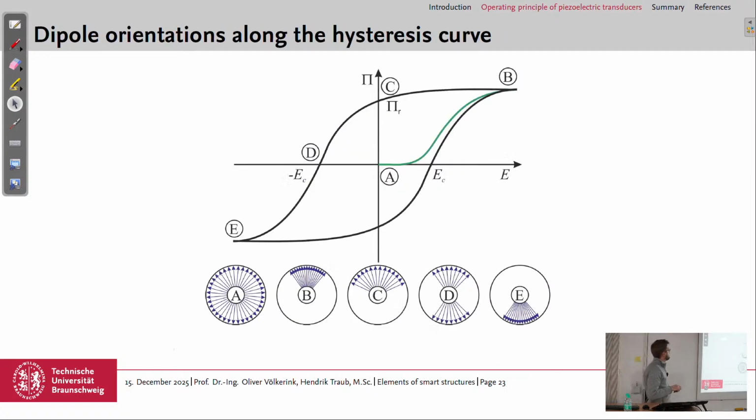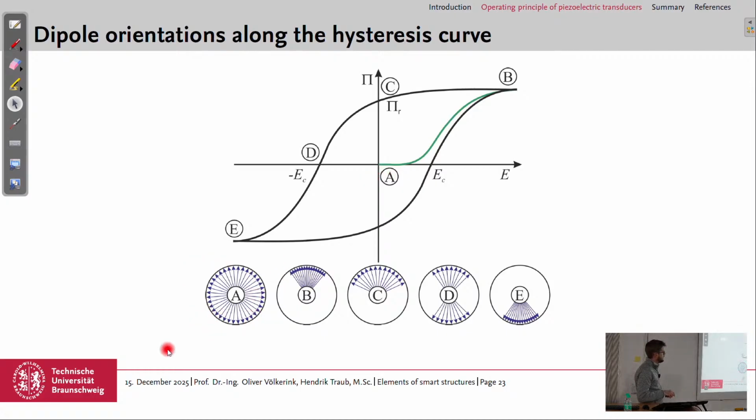So if we look at this characteristic curve, which is the hysteresis curve, we have here on the x-axis the electric field. We have the polarization here, it's capital P. And we start here in the middle. So we have no electric field applied, and we also have no macroscopic polarization. This is point A.